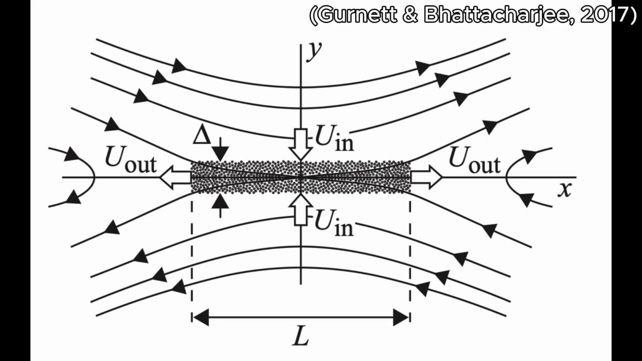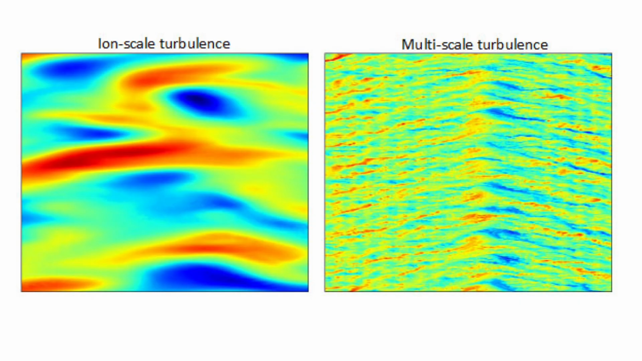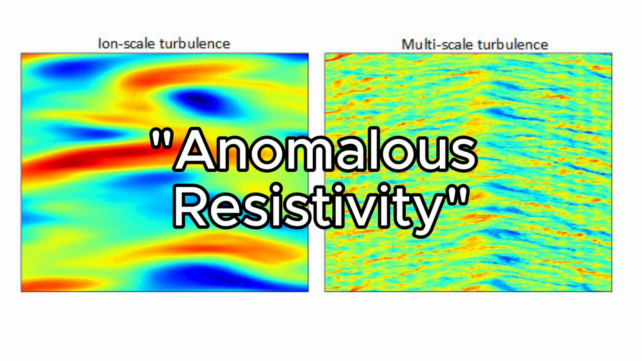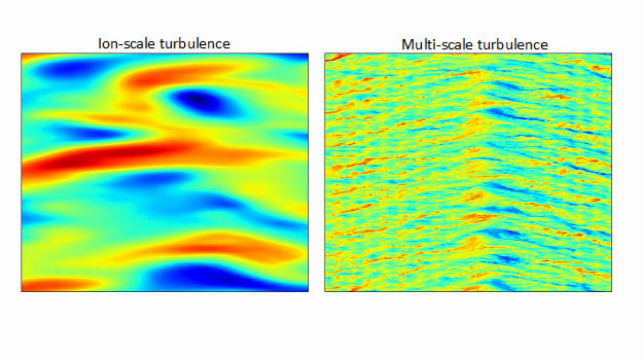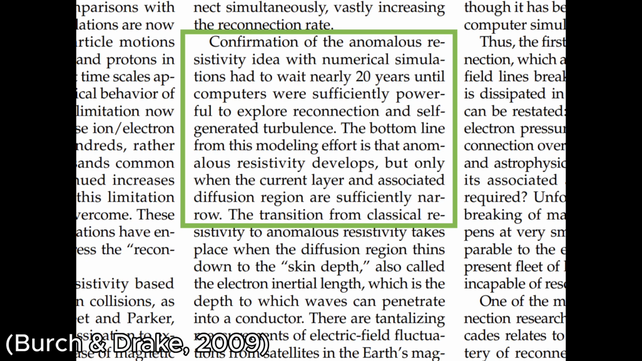One is that the extremely thin and intense current sheet that develops during reconnection actually leads to fluctuations or turbulence in the electric field. These fluctuations scatter the electrons and produce what's called anomalous resistivity. Here's what this article in American Scientist has to say about it. Confirmation of the anomalous resistivity idea with numerical simulations had to wait nearly 20 years until computers were sufficiently powerful to explore reconnection and self-generated turbulence.